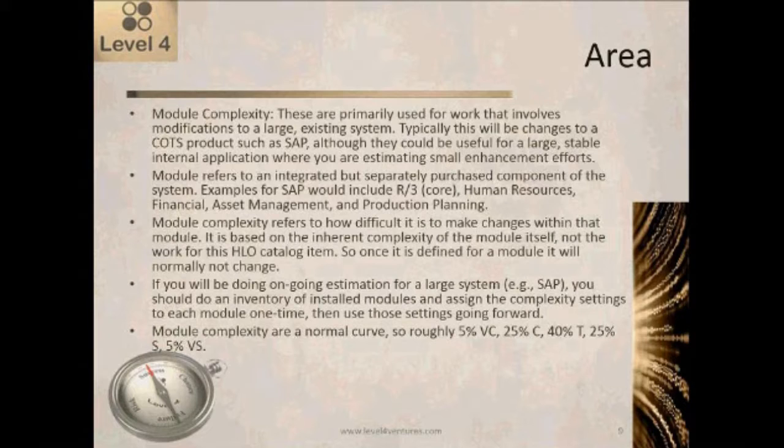And keep in mind when you're doing this, the module complexities are a normal curve. So what we should see is about 5% should be very complex, about 25% should be complex, about 45% should be typical, about 25% should be simple, and about 5% should be very simple. So when you're doing the Delphi technique, if you're not getting results that are following a normal curve, you may need to shift the results a bit in order to align it with a normal curve.